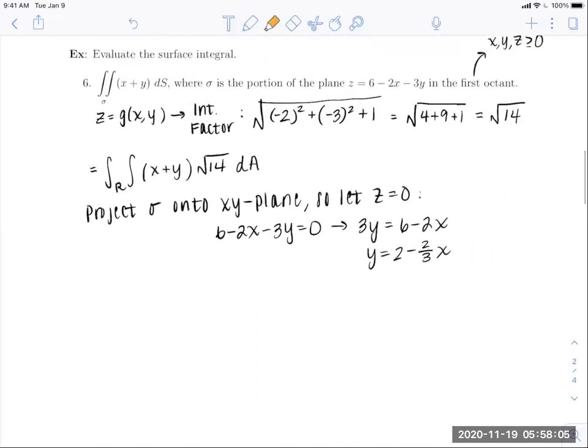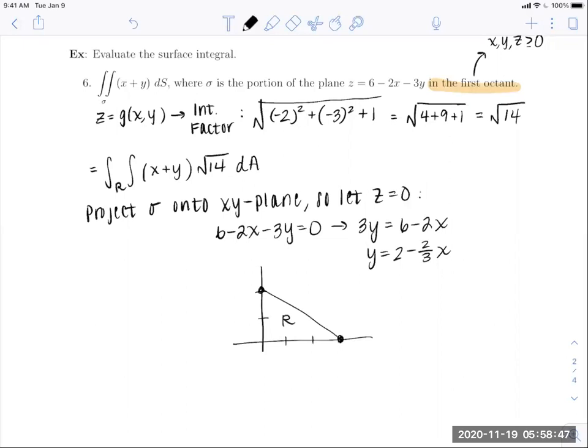Now here again, I want to remind you, we only care about the first octant in 3 space, which means in the projection, I only care about the first quadrant. All right, so I have a y-intercept of 2. And then let's see, an x-intercept of 3. So I'll just draw the line segment, even though it goes on, since I only care about the first quadrant. And then here's our region R.